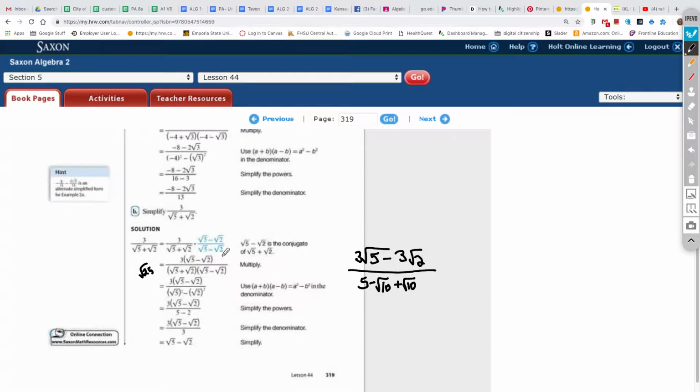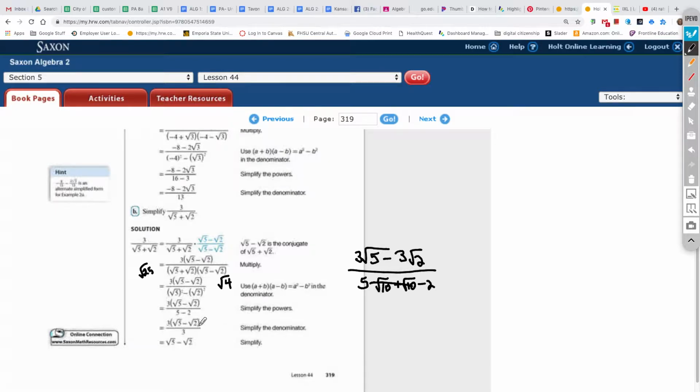And then square root of 2 times square root of 2, that's square root of 4. So I just have -2 there. Remember, these are going to cancel. Okay, can I subtract these two guys? I hope you're saying no, because they don't have like radicals, okay? So they have to stay.